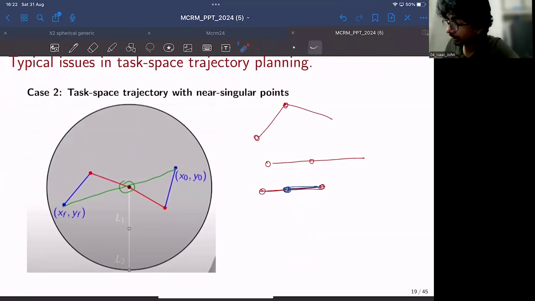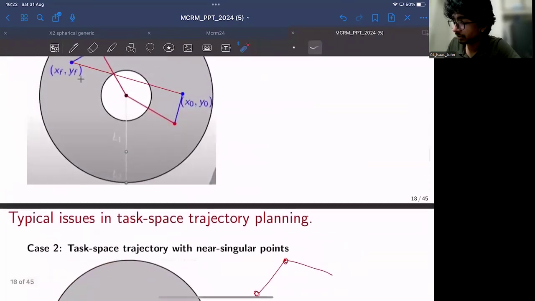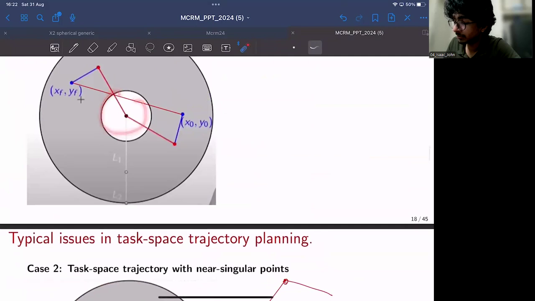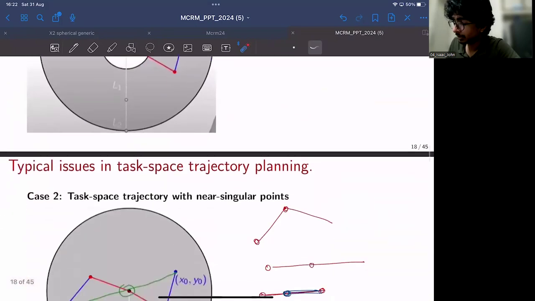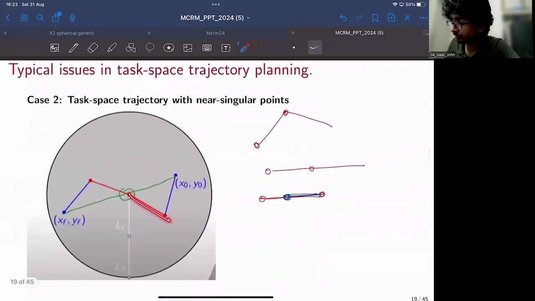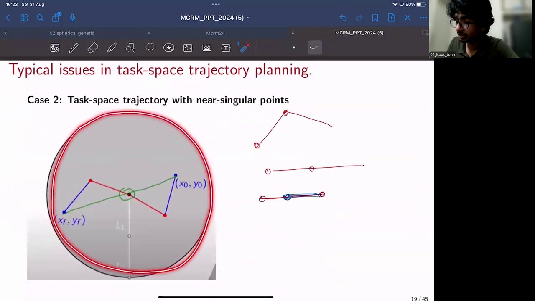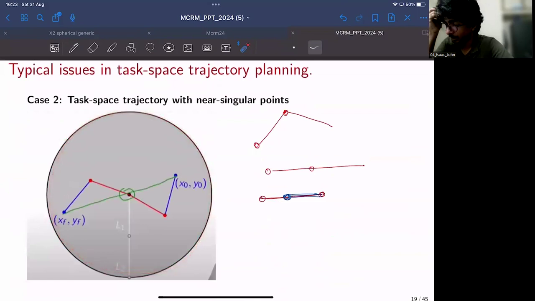And you may be wondering why you have a full disk over here instead of a donut shape like this. The thing is that a donut shape of a workspace exists when the links are of unequal length. If the first link is larger than the second link, your workspace will be of a donut shape. But if both of the links are of identical length, you will have a full disk kind of workspace.